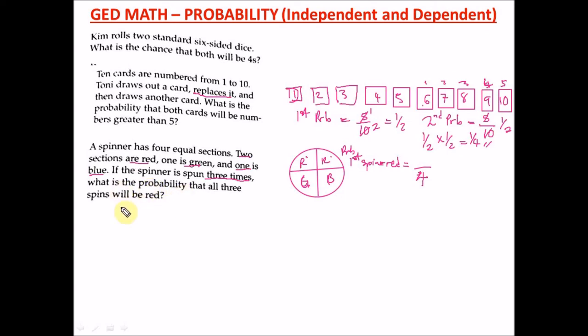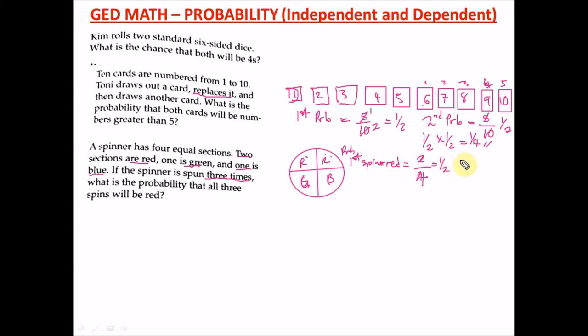We're looking at red, and how many red sections do we have? We have 2. So the probability that the first spin is red, our favorable outcome, will be 2 over 4, which will give us what? That will give us 1 over 2.